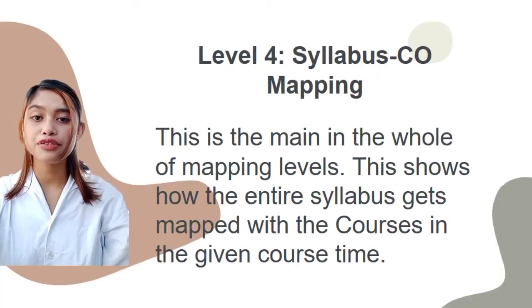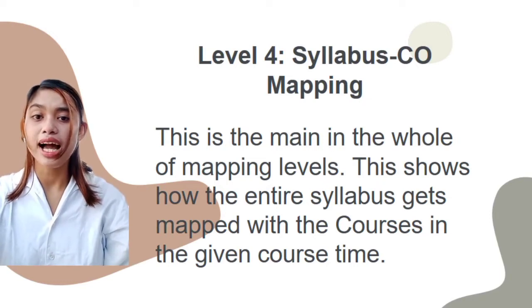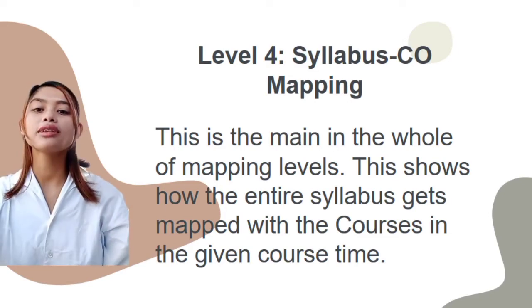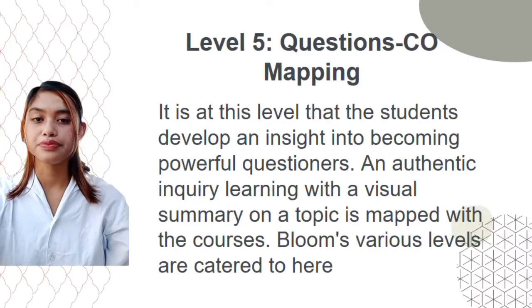Let's go to the level 4 of mapping, the syllabus course level outcome mapping. So this is the main and the whole of the mapping levels. This shows how the entire syllabus gets mapped with the courses in the given course time. So let's go to the level 5. Questions, course level outcomes mapping.